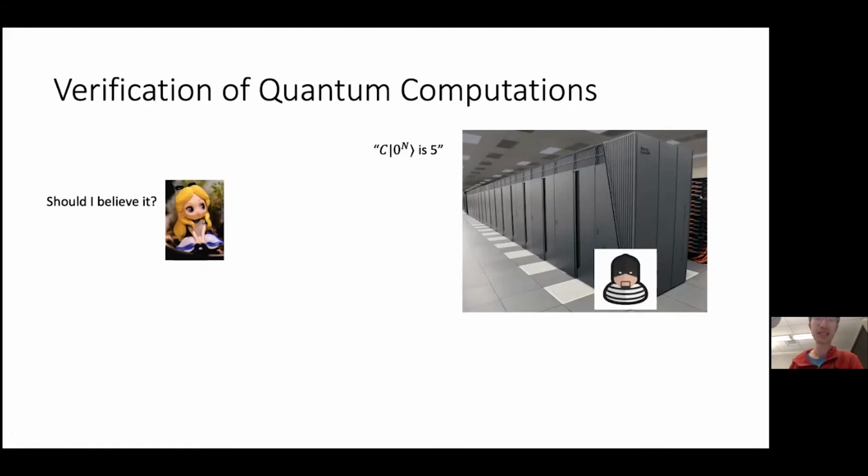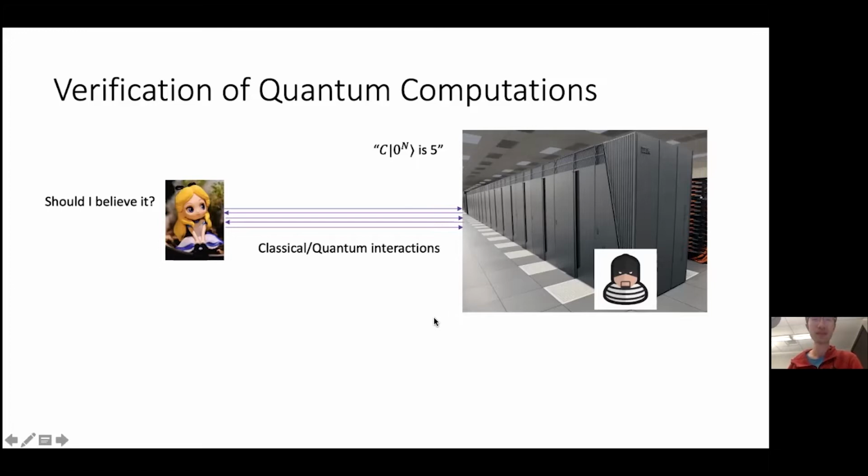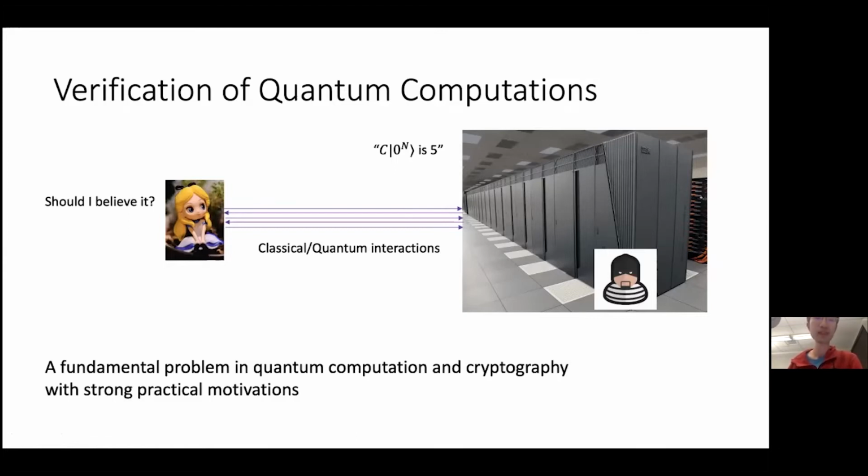So you need such a protocol that you can interact with the server to verify the result, such that if the server is trying to cheat, you will either detect it or verify the result. This problem is very fundamental in quantum computation and cryptography. And as we discussed just now, it has very strong practical motivations. And theoretically, the study of these problems has often led to surprising results in both complexity theory and cryptography.